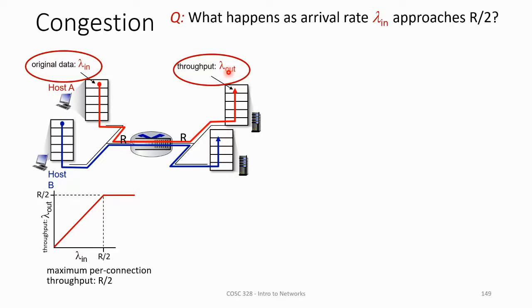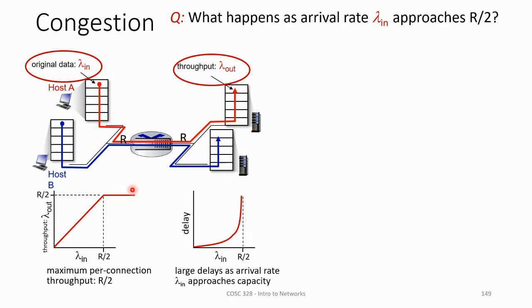In the ideal case that there is no problem, as we increase lambda in, lambda out also increases linearly, but then the maximum is r over 2 because it's shared among two of them. If it was 3, it would be r over 3, right? The reason is that this is the link capacity. It doesn't matter how much the sender increases its rate, the link can only handle r bits per second, right? So it cannot send more than that. Therefore, this is the maximum throughput that the receiver is receiving.